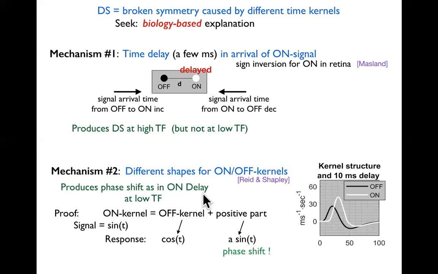And we found that this produces a phase shift in the same direction as the on delay, but at low temporal frequency, so it fixes the problem. And I'd like to give you a sketch of a little proof for that. So the signal is like sine, okay? And the on kernel is equal to the off kernel like this, plus an extra bit in the positive part. We talked about the off kernel being like a derivative. So you take a derivative of sine, you get cosine, right? But if you average the positive part, integrating against a positive kernel, you get something times sine. Well, you add the sine function to a cosine function and you time shift it. And that's kind of the proof.